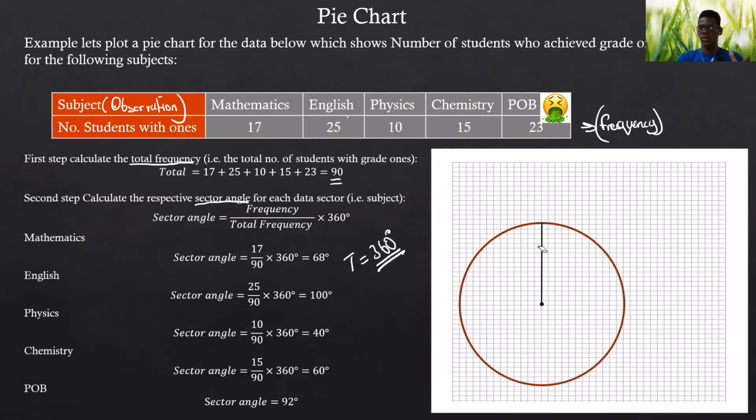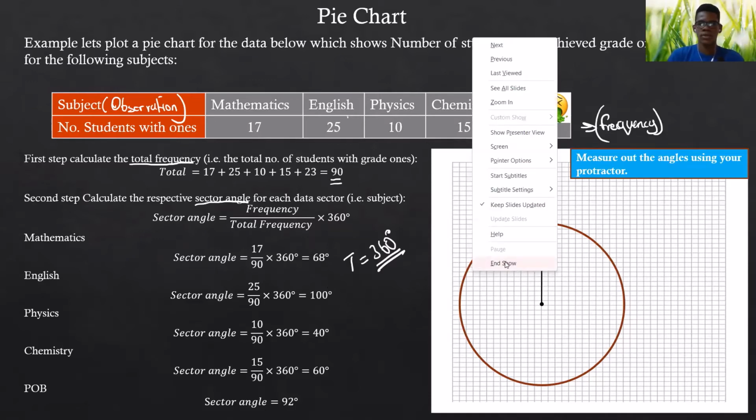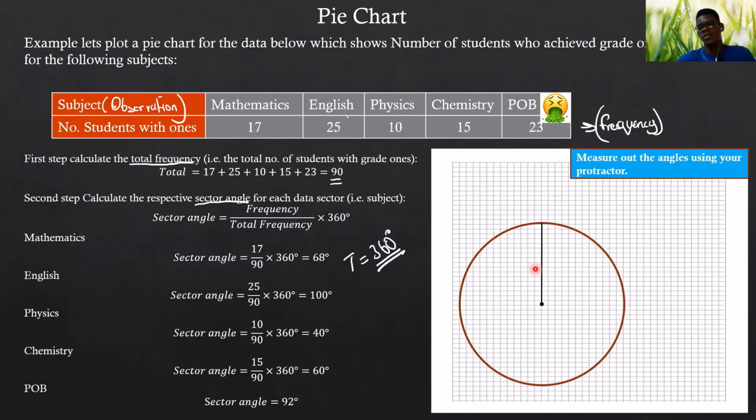Now you go ahead and start measuring these angles, right? Now we're going in the same order as in our observations. So let's go ahead and measure out the angles using a protractor. That is, we would use our protractor to measure the angles. For those of you who know how to do that, this should be simple, right?